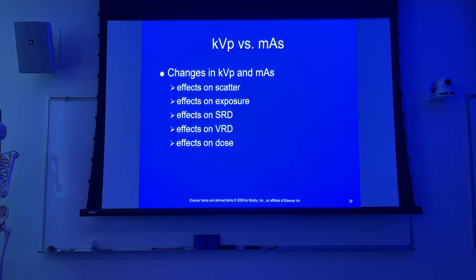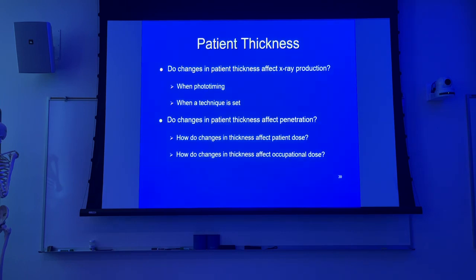So with a change in mass, we have no effect on the percentage of scatter. Overall scatter does go up, but as far as the PE ratio changing, it does not. Our exposure goes up, sharpness of recorded detail can be affected. It's not going to have any effect on visibility of recorded detail unless our mass is way too high or way too low, so that we don't get a good image anyway. And then our effect on patient dose is to directly change.